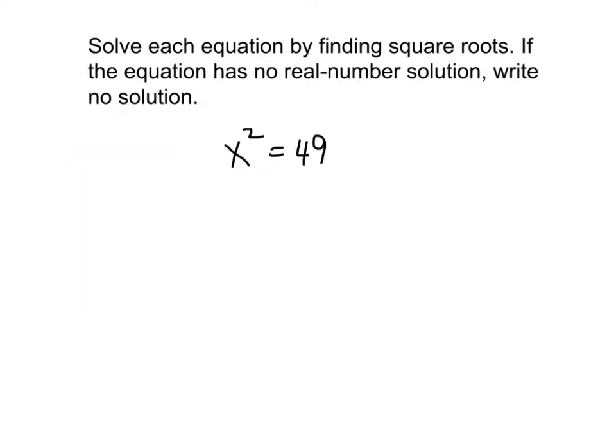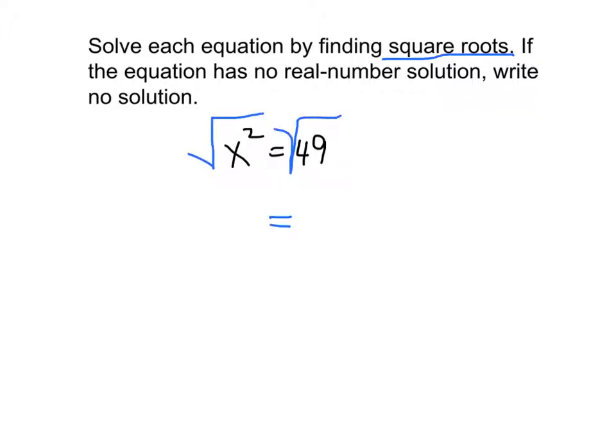Learning something new. In this problem, it says solve each equation by finding square roots. If the equation has no real number solution, write no solution. For this problem, it is x squared equals 49, and we're solving this by finding square roots. So what we're going to do is take the square root of both sides of the equation.